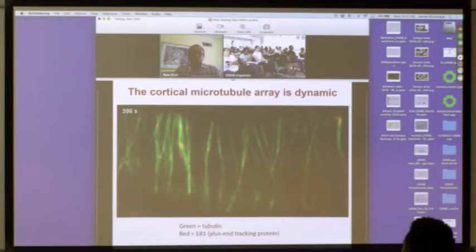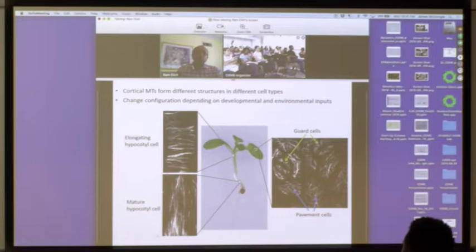So as you can imagine, we can think of the cortical microtubule array as a morphogenetic template or morphogenetic engine. Different cell types have very different cell shapes. We've seen these roughly cylindrical cells that I've shown you so far here on the left of the picture of the seedling. These would be the epidermal cells on the surface of the hypocotyl or on the surface of the root down there.